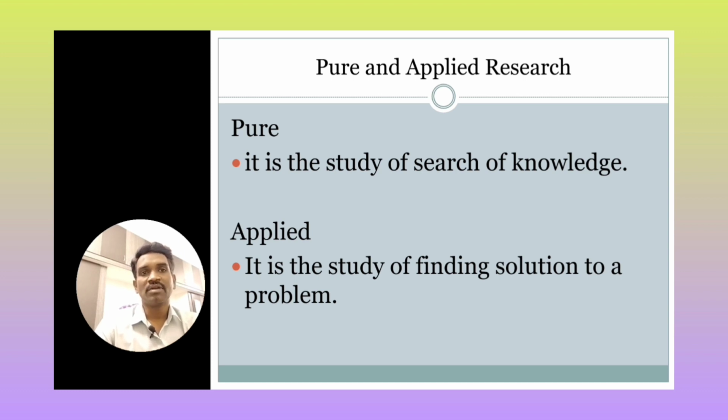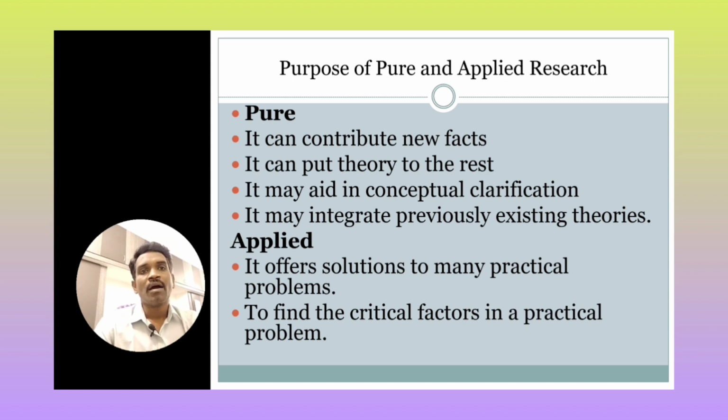First one is pure research. Pure research is the study of search of knowledge. But applied study is the study of finding solution to a problem. Then what are the purposes of pure research and applied research? Pure research can contribute new facts. It can put theory to the test. It may aid in conceptual clarification. It may integrate previously existing theories.